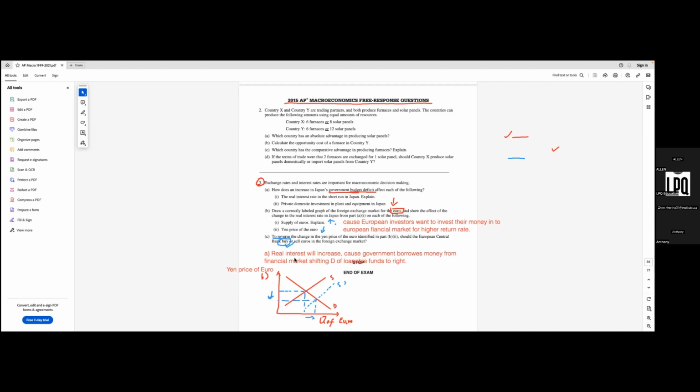But if you continuously sell more of your currency, then your currency will depreciate even further. So finally it should be buy. This is a simple question tested in the 2015 questions. Any other questions?